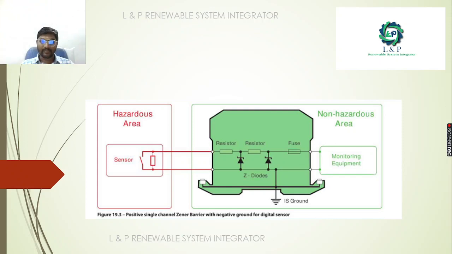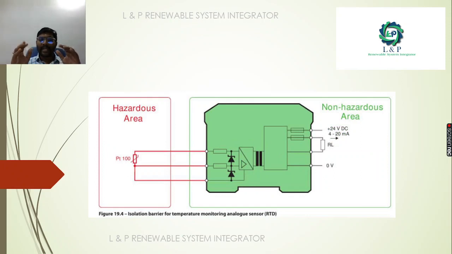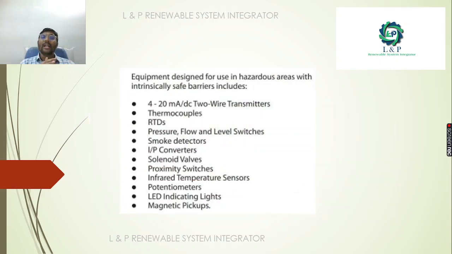In the same way, you can install a temperature monitoring analog sensor in the hazardous area, but make sure in the non-hazardous area you have the right voltage to make sure the equipment is running properly. You also need an isolation barrier, because that isolation is going to protect your sensor from hazards.